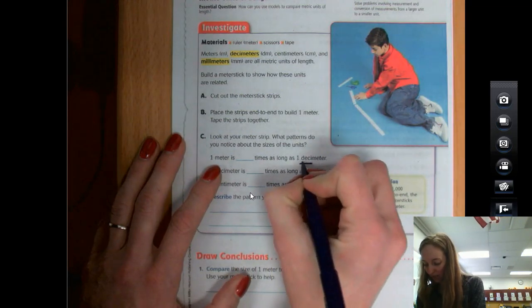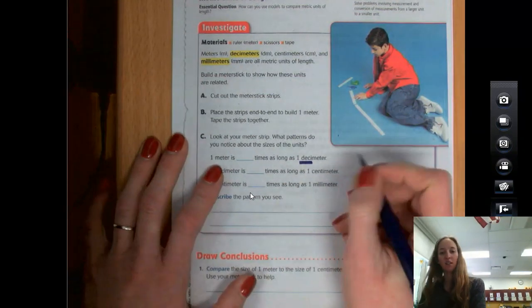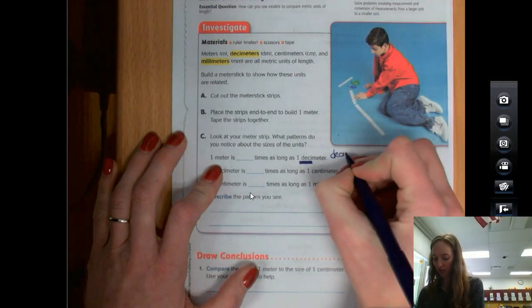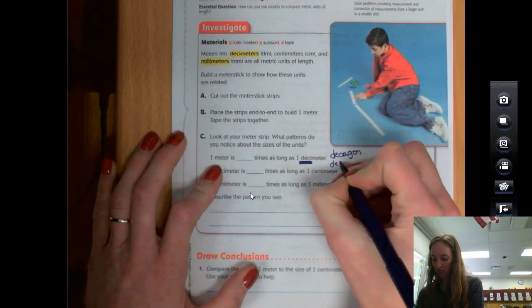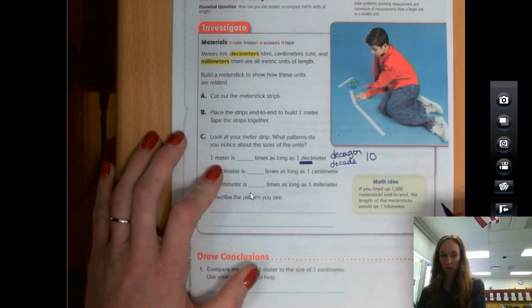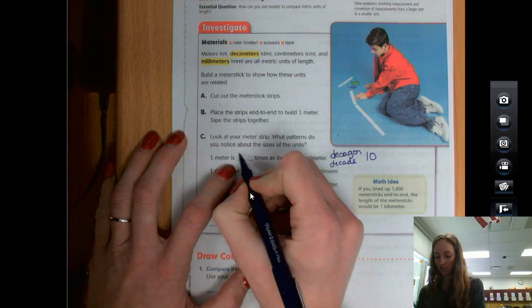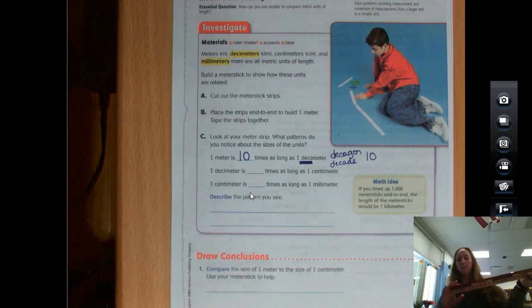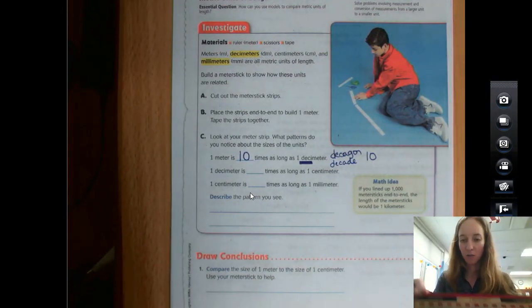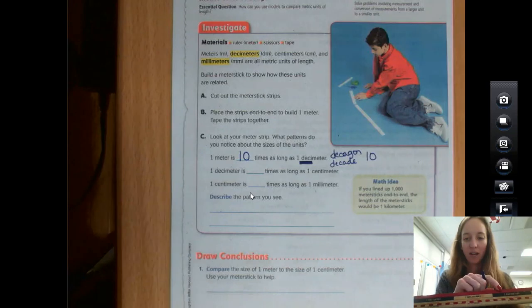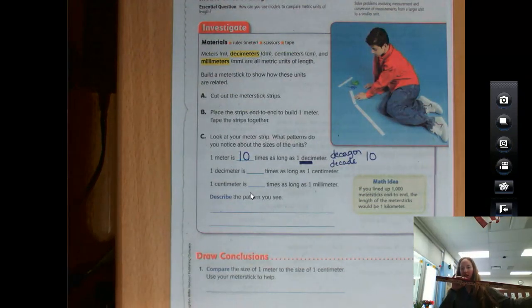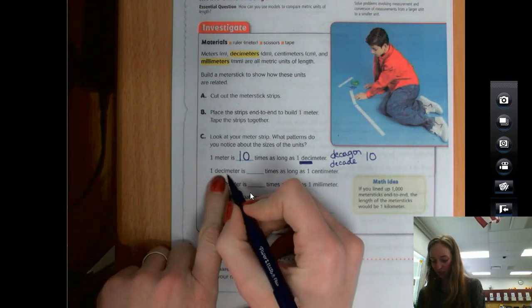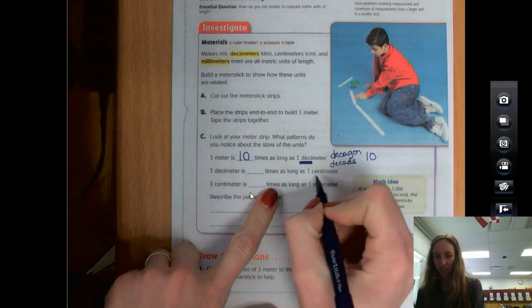What do you remember about deci? If you have a decagon or a decade, remember those words? Those were all 10. So 1 meter is 10 times as long as a decimeter. And you can see that on our meter stick, the black, black, white, black. There is 10 decimeters on a meter stick. And a decimeter is blank times as long as a centimeter.